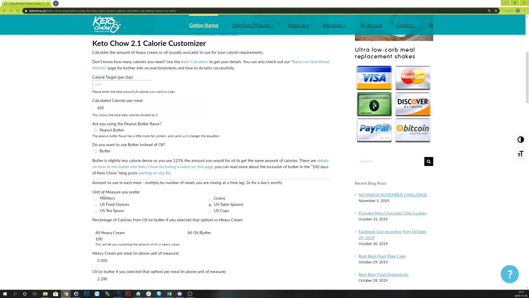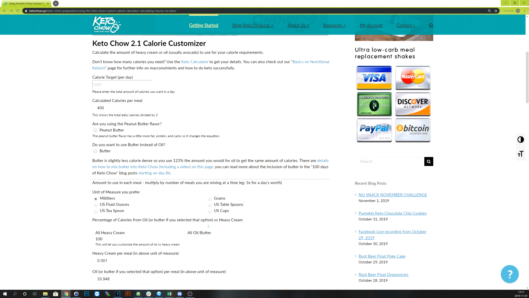Then you're able to choose different units of measure. You can do milliliters, fluid ounces, teaspoons, grams, tablespoons. I usually put it on milliliters because everything is just a matter of numbers. You're not having to divide by 3 to do stuff, and it's a lot easier to measure if you have a good measuring cup. You've got a slider here that allows you to choose whether you want all heavy cream or all butter or oil.